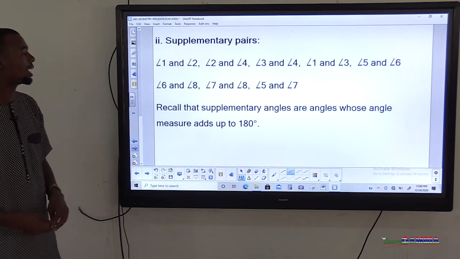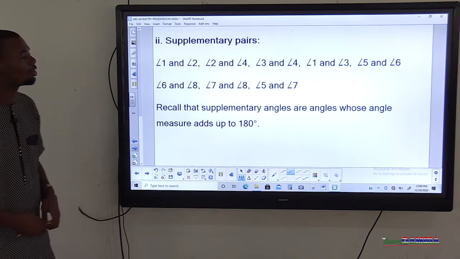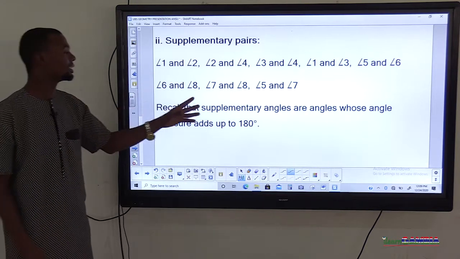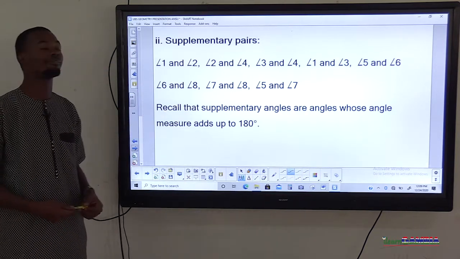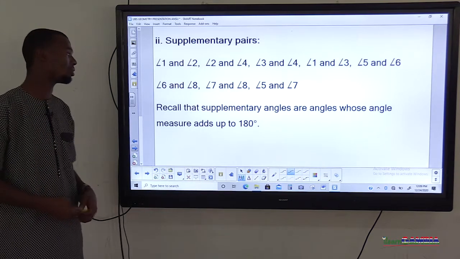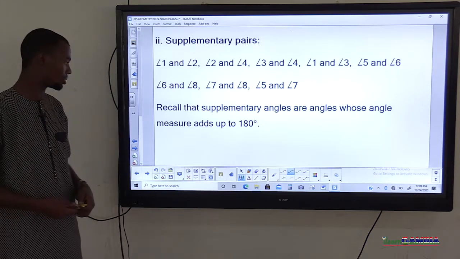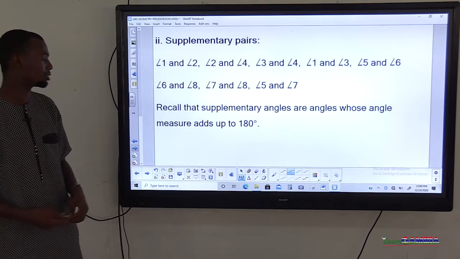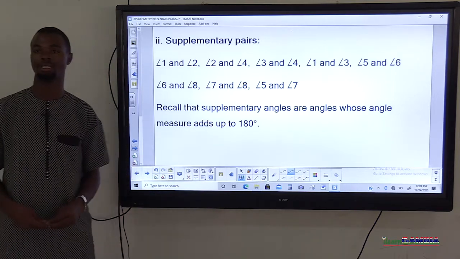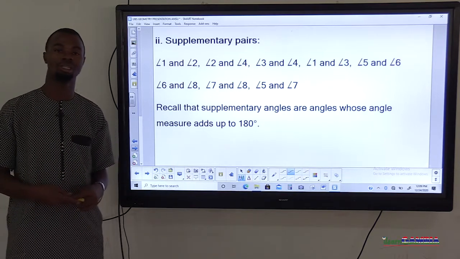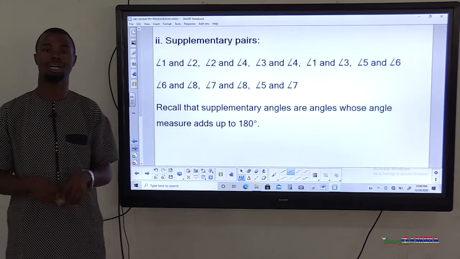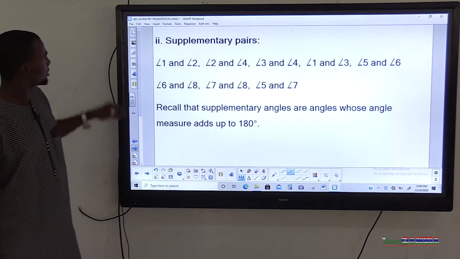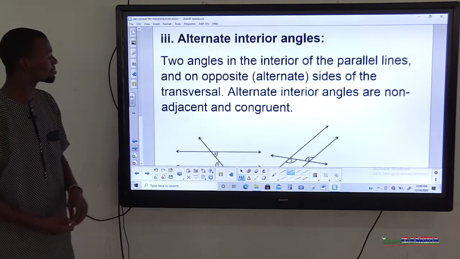That is it here: 1 and 2, 2 and 4, 3 and 4, 1 and 3, 5 and 6. Then you have 6 and 8, 7 and 8, and 5 and 7, all supplementary angles. Recall that supplementary angles are angles whose measures add up to 180. If you add the two angles, you should have 180. So we look at the next slide.